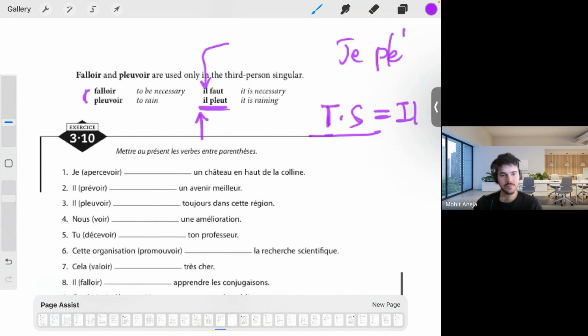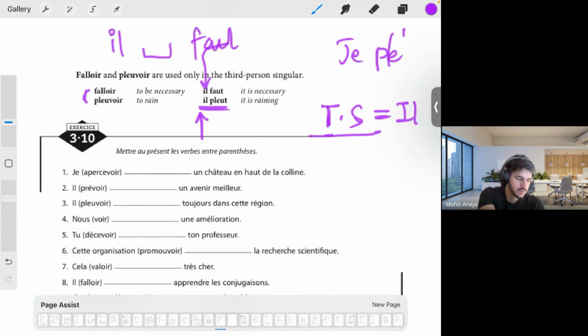And it's the same case with falloir, to be necessary. Il faut. Il faut que je le fasse. It's necessary that I do it. And it's actually subjunctive that I just spoke, but you don't need to learn that for now. You don't need to focus on that. What you need to know is il faut.